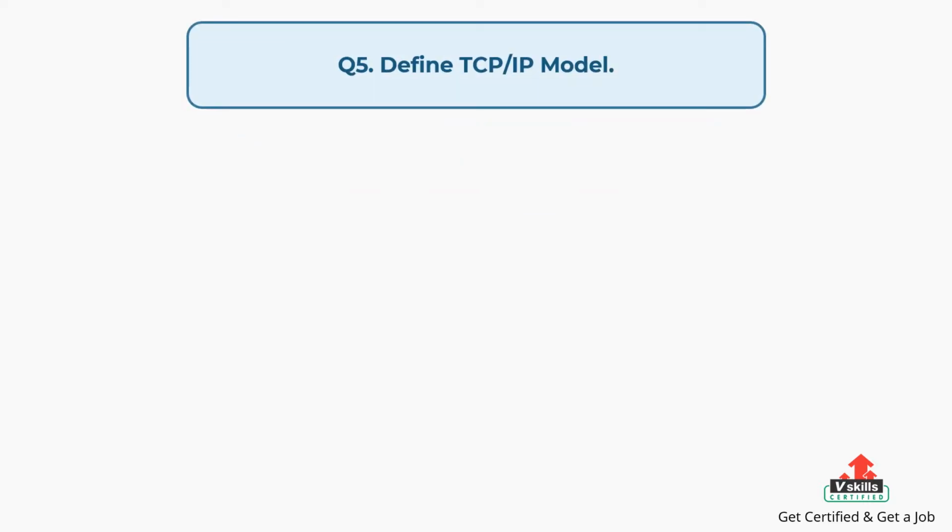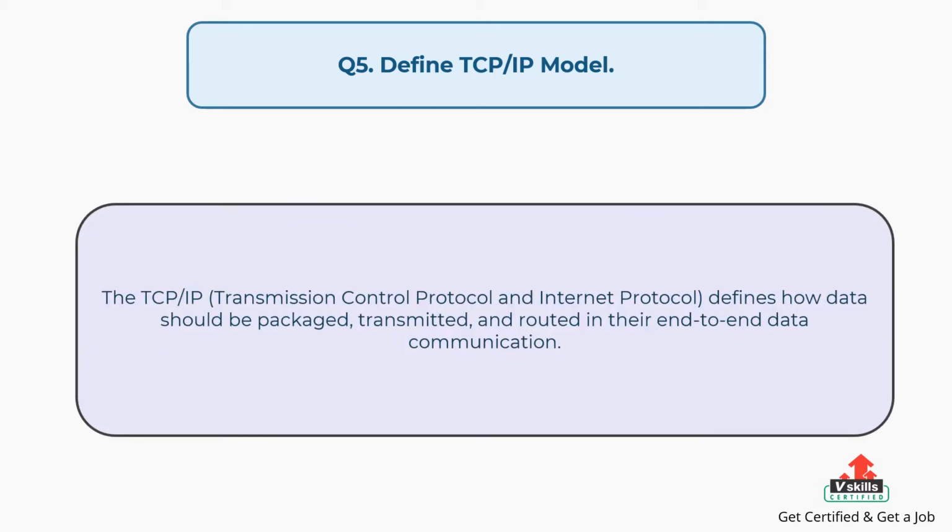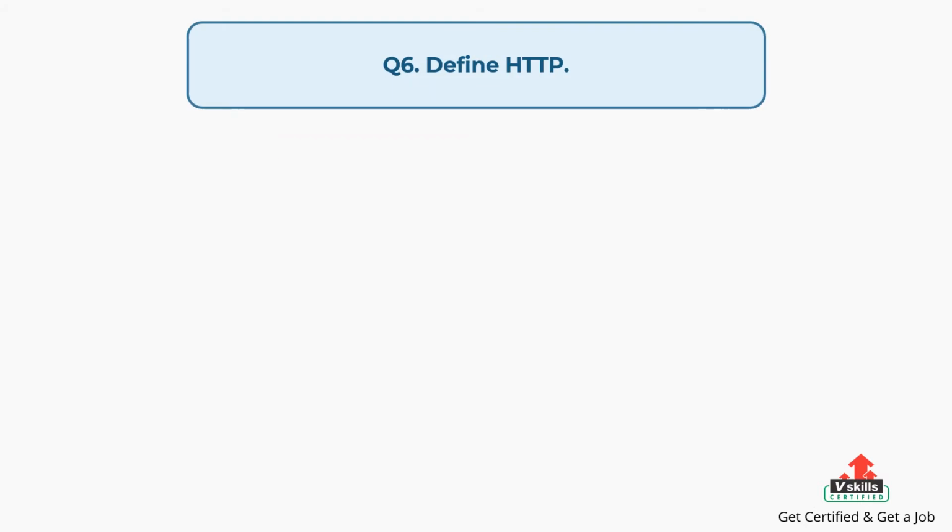Question number 5. Define transmission control protocol and internet protocol model. The answer is, transmission control protocol and internet protocol defines how data should be packaged, transmitted, and routed in their end-to-end data communication. Question number 6.